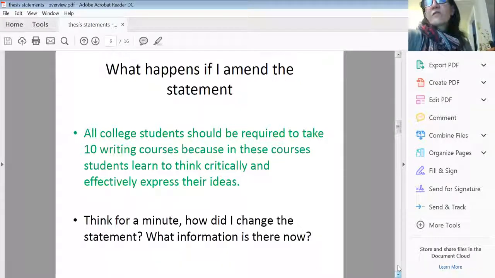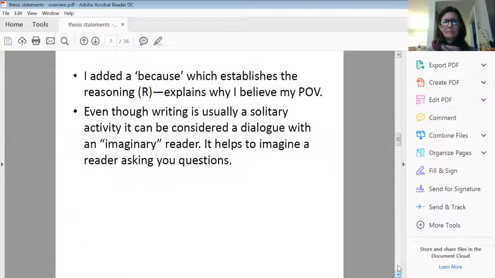What does the new information do, and how does it change the statement? I added a because, and this because establishes the reasoning. It helps explain why I believe my point of view. Even though writing is a solitary activity, it can be considered a dialogue with an imaginary reader, and it helps to imagine a reader asking you questions.